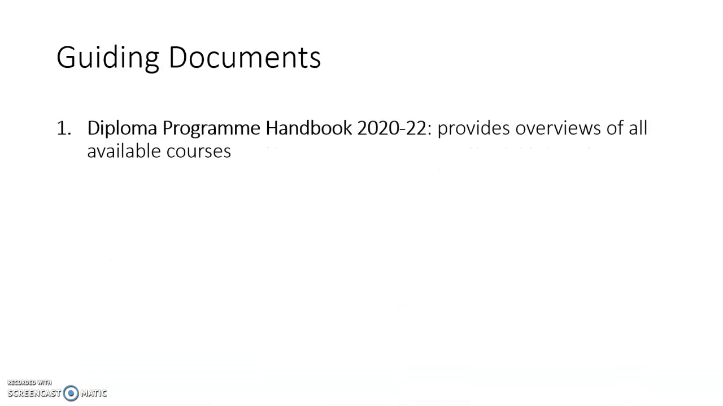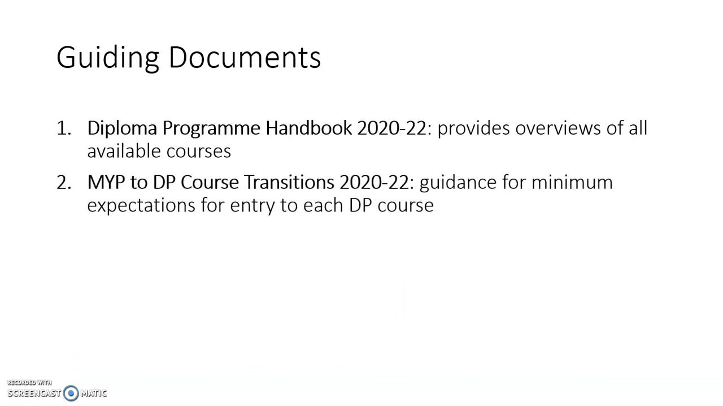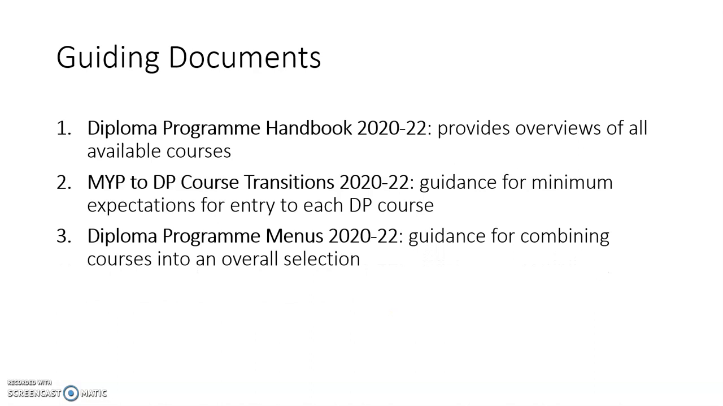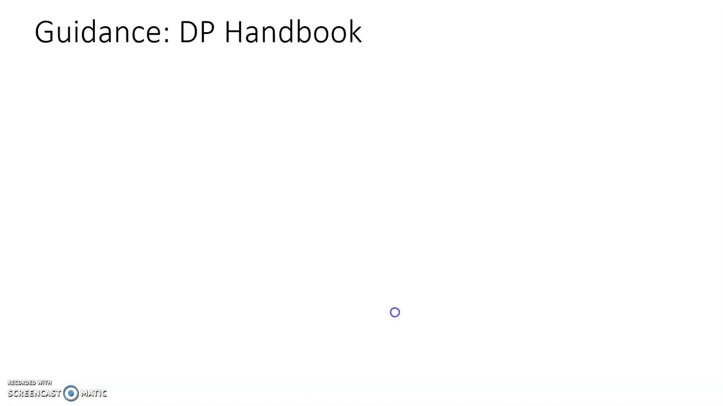There are a number of guiding documents that will help you make choices here. There's the Diploma Program Handbook, a new version which has just been produced. There is the Course Transitions, Guidance for Minimum Expectations into Entry for each Diploma Program course, which we've provided so that you can see how well you should be performing in your MYP courses in order to get into DP courses. And then there are the menus, which you'll find on the portal as well.